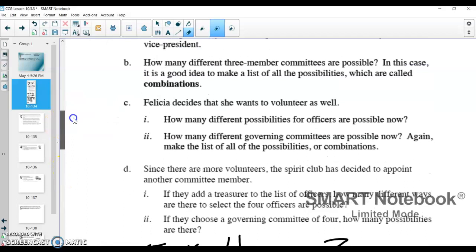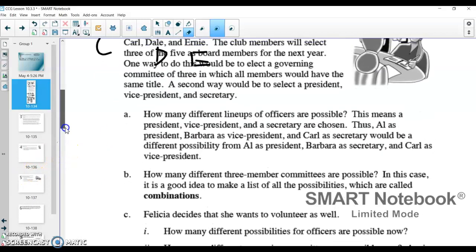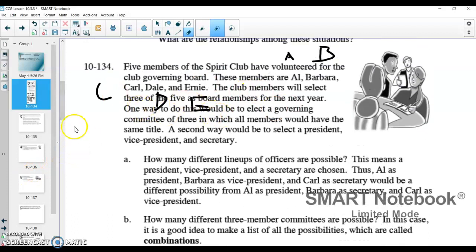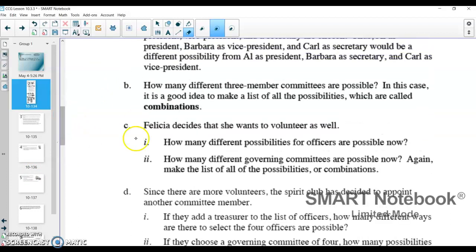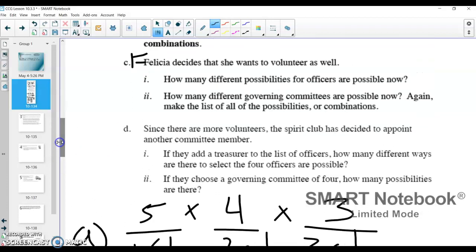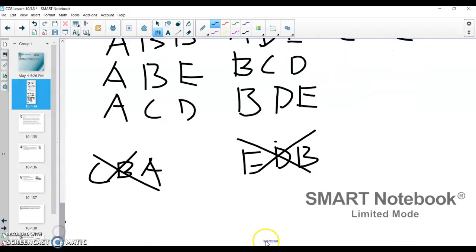All right, we're going to keep moving here and move on to C and look at the different possibilities. Again, we're going to look at a permutation part and a combination part. What it says is Felicia decides that she wants to volunteer as well. So instead of having A, B, C, D, and E, we are now going to include an F, because Felicia is going to put herself out there and try to be a volunteer for the Spirit Committee. Now it's asking how many different possibilities for officers there are now. Really it's saying if we're going to do a president, a vice president, and a secretary, how many different permutations or arrangements are there now?